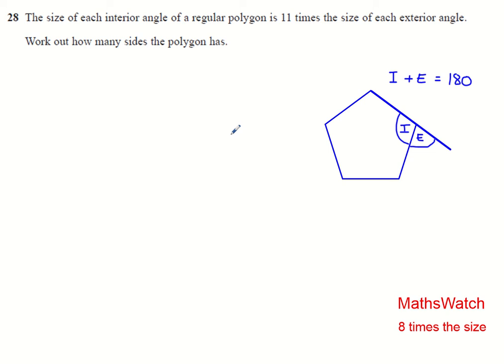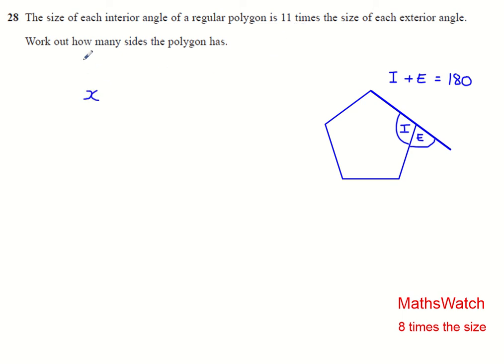Now you can do this using a bar model, or you can use algebra. I'm going to use algebra for this one just to show a variety of different question types. If you want to draw boxes like we did on the lemonade and orange juice question from earlier, you can do. You could draw 11 boxes for the interior angle and 1 box for the exterior angle. So 11 times more boxes. For this, I'm going to call this angle X.